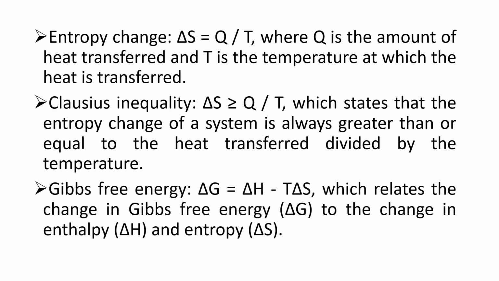Next, Gibbs free energy, that is delta G is equal to delta H minus T delta S, which relates the change in Gibbs free energy, delta G, to the change in enthalpy, that is delta H, and entropy, delta S. So this is a very important formula. This formula relates entropy and enthalpy with Gibbs free energy.